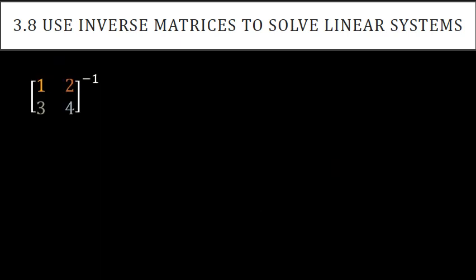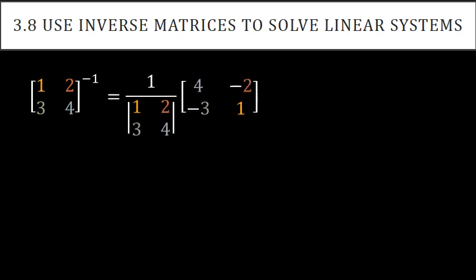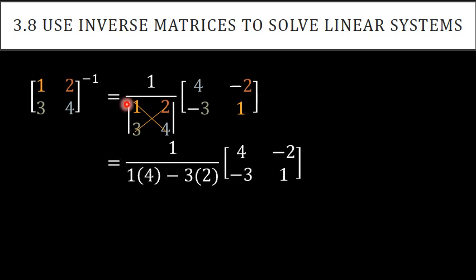So let's find the inverse of this matrix. It's 1 over the determinant times the mixed-up matrix. The 1 and the 4 have traded places. The 2 and the 3 changed signs. We'll find the determinant of this first. So it's the downward diagonal minus the upward diagonal. So it's 1 times 4 minus 3 times 2. So that gives us 4 minus 6, which is negative 2.